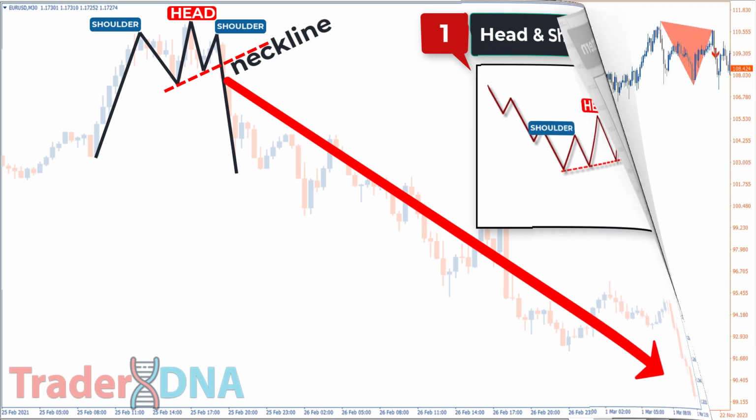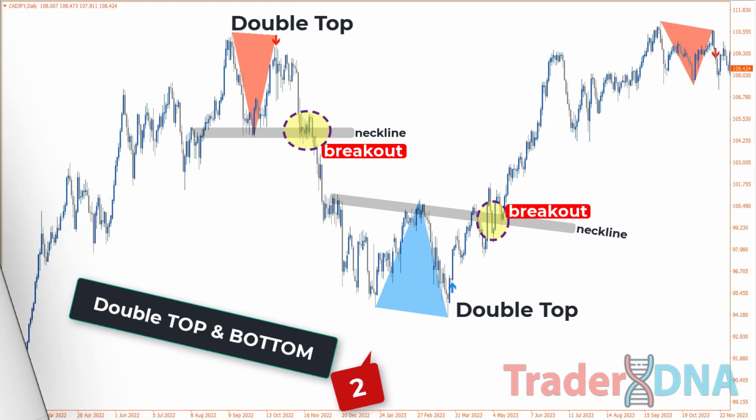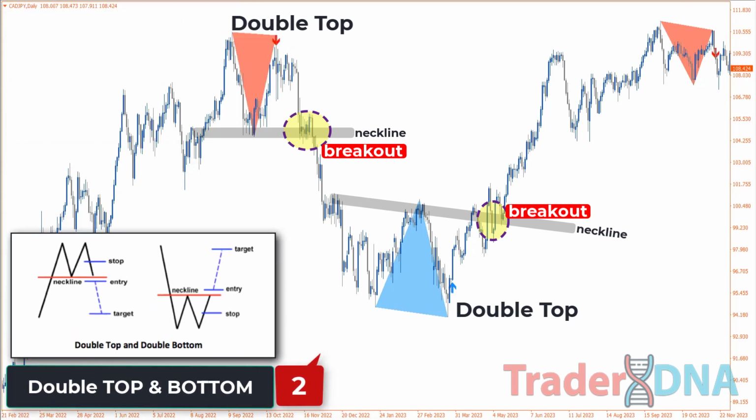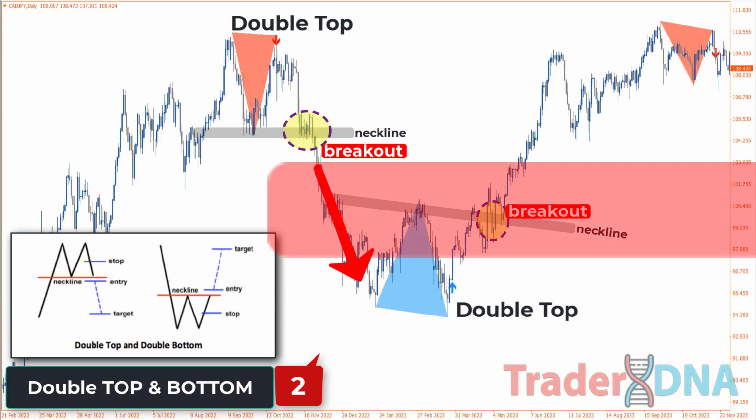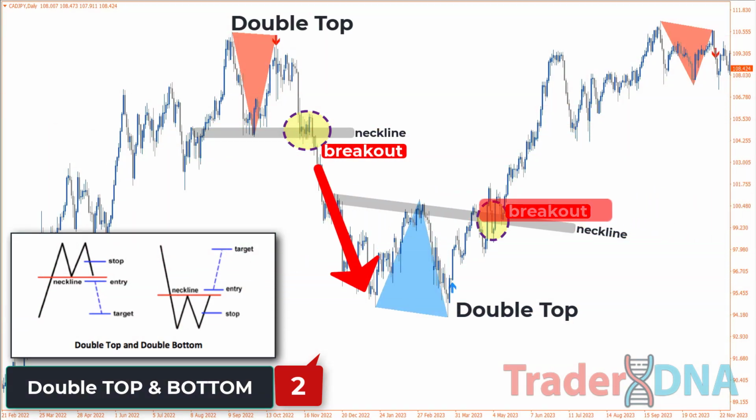Second, double top and double bottom patterns. These are also reversal patterns. The double top pattern forms after an uptrend and consists of 2 peaks, tops, that are roughly equal, separated by a trough, low, between them. The double bottom pattern forms after a downtrend and consists of 2 troughs, bottoms, that are roughly equal, separated by a peak, high, between them. A breakout below the low point between the tops, double top, confirms a bearish reversal, while a breakout above the high point between the bottoms, double bottom, confirms a bullish reversal.